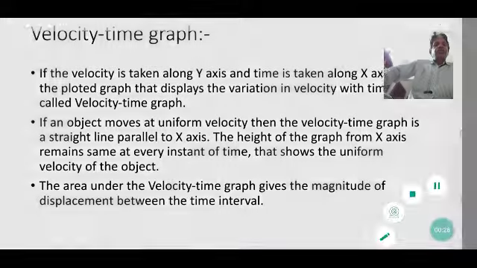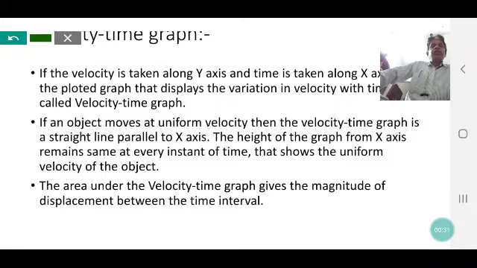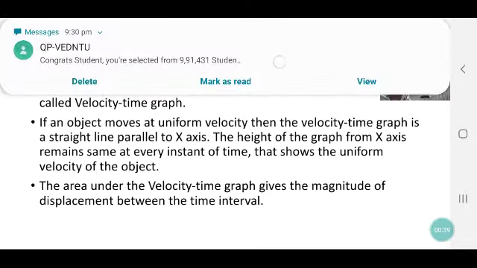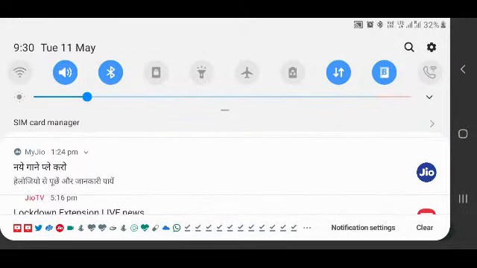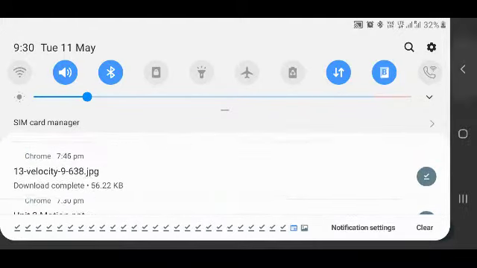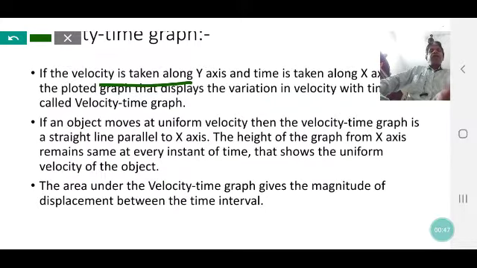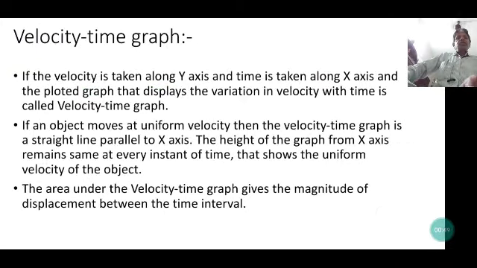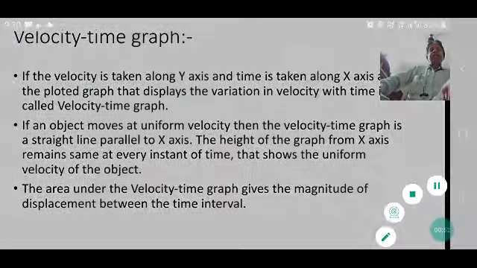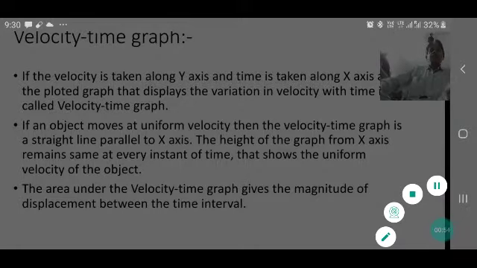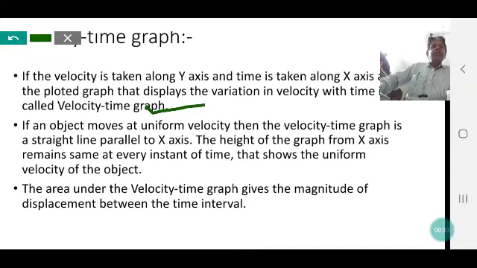First we have to discuss what is a velocity time graph. The definition of velocity time graph is like this: if the velocity is taken along the y-axis and time is taken along the x-axis, then the plotted graph that displays the variation in velocity with time is called a velocity time graph. That will be discussed in detail in the next slide.